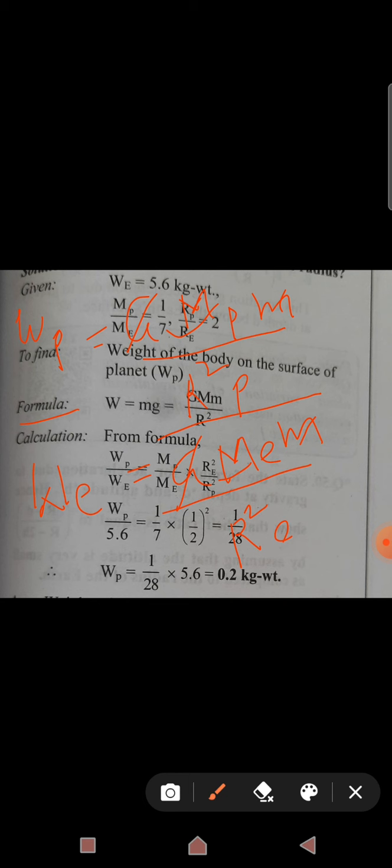So this step you can note down in your notebook. Wp, that is the weight of the planet, is equal to G Mp m upon r square p. Similarly, We, the weight on the earth surface, is equal to G Me, the mass of the earth, multiplied by small m upon r square e. So this we have to take out. Then 1 divided by 2.